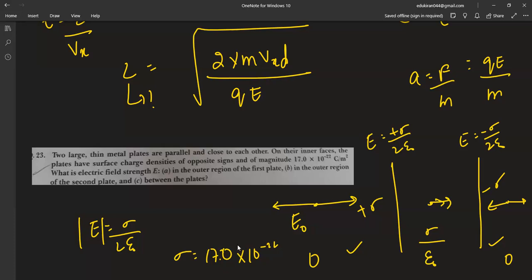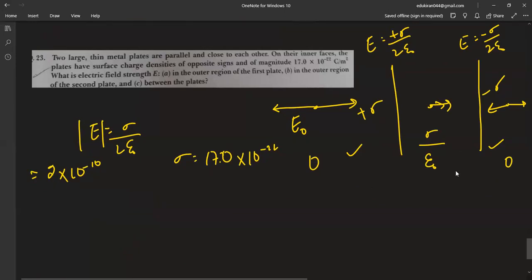So simply divide this by 8.85. It should be around 1 point something. 17 by 8 point something, so 2 is 16. So approximately the answer should be 2 into whatever power is left, minus 12, so 10 to the power minus 10. Approximately, the answer should come 2 into 10 to the power minus 10. This is not the exact answer, I'm just telling you. Write it down, and check once again, Tarif. These types I have discussed, that you get questions in this manner.